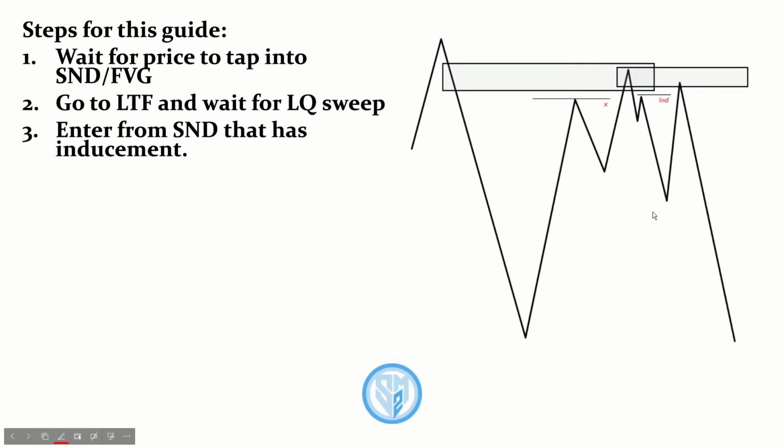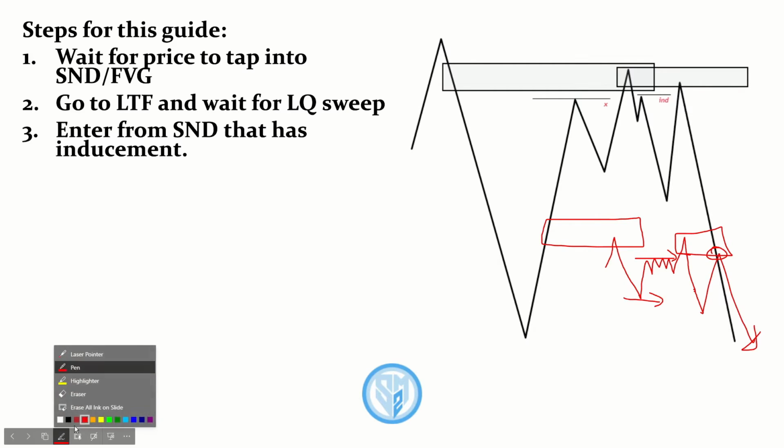So an alternative scenario is price taps into the fair value gap, right? And then afterwards, we can see that price might create new liquidity and then grab that liquidity, and then we see a break of structure towards the downside coming into play here, and then we can enter from there, right? And then we can short the market from there.